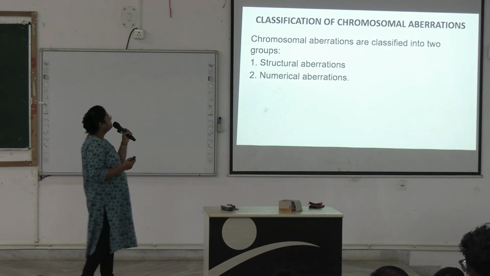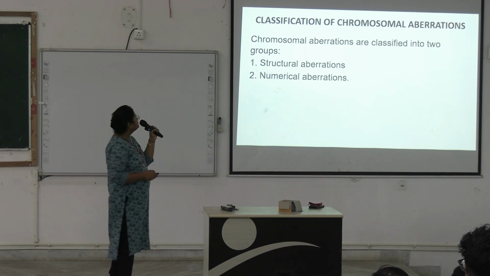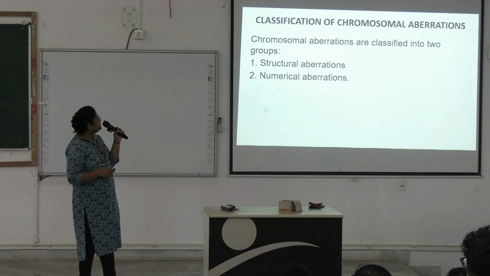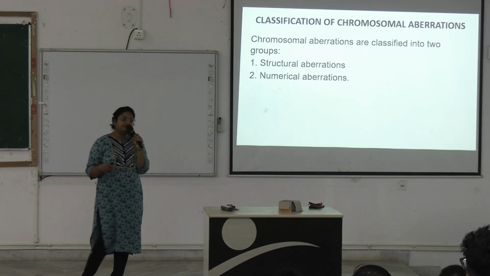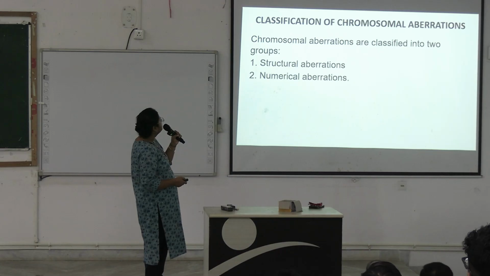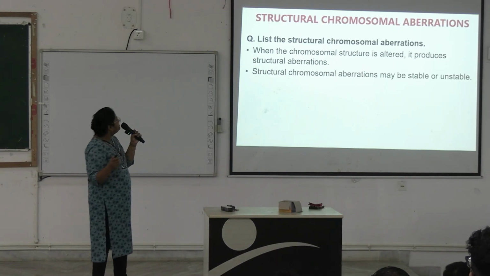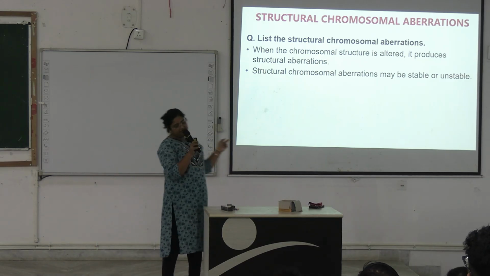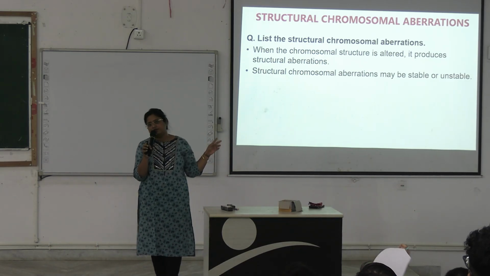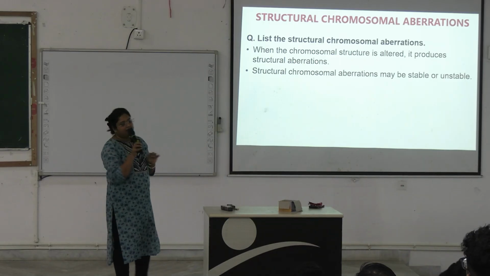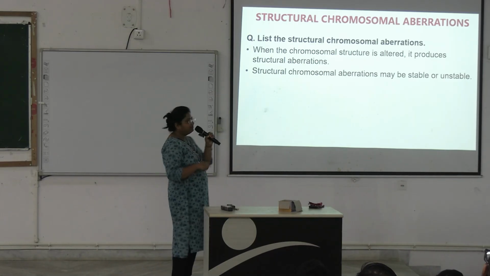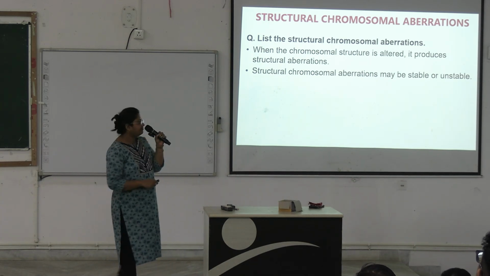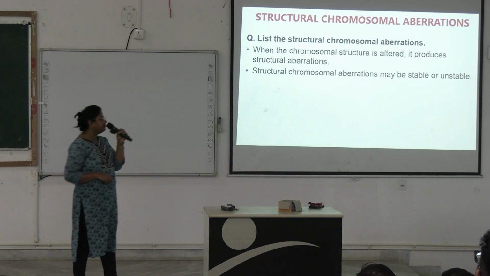So, what are the different types of chromosomal aberrations? Two types of chromosomal aberrations are there: structural aberration and numerical aberration. First, we will be discussing structural chromosomal aberration. These are important for your short notes and your theory. The different types of structural aberrations and numerical aberrations generally come in short notes.